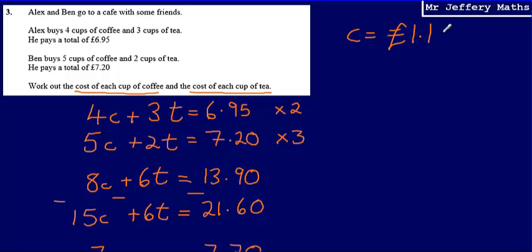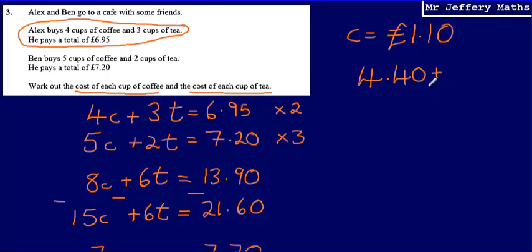Let's just rewrite it up here. Because I now know that, I can use the information that I was given at the beginning to work out the cost of a cup of tea. If 1 cup of coffee is £1.10, 4 cups of coffee will be £4.40, plus 3 cups of tea, and I know that that costs £6.95. So now I've got a very simple equation which I can solve. Subtracting the £4.40 from both sides, the 3 cups of tea must have cost £6.95 minus £4.40, which leaves me with £2.55.